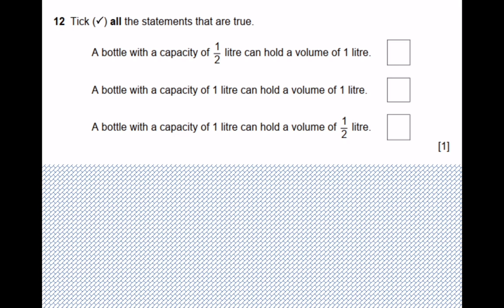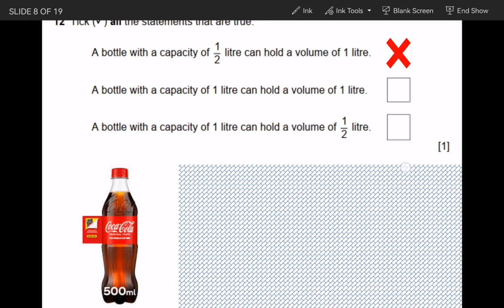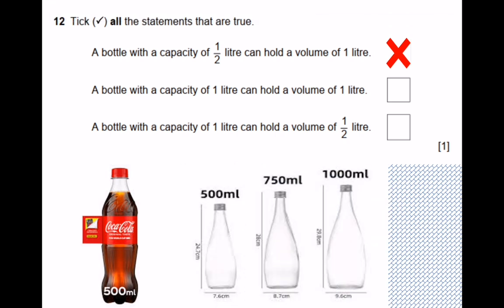Tick right all the statements that are true. A bottle with a capacity of half liter can hold a volume of 1 liter. This is a bottle with 500 written on it. Can I put inside it 1 liter of liquid, or 1 liter of Coca-Cola or soda or anything? For sure, no. A bottle with a capacity of 1 liter can hold a volume of 1 liter. If it has 1 liter, yes, I can put inside it 1 liter also. So yes, correct.